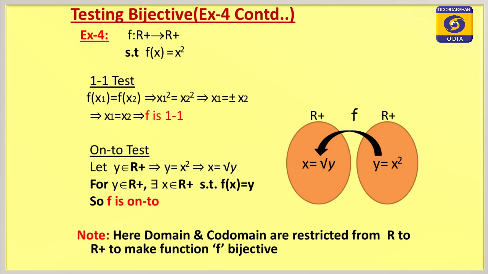Now, this is the last example which we are continuing: f from R plus to R plus such that f(x) is equal to x square. R plus means the set of positive real numbers, we have already discussed. So, this function is 1-1 and also onto. In the last slide we have already discussed, but for 1-1 we have to prove it here. An example is not sufficient, an example is just the verification. So, for 1-1 what will we take? We will take f(x1) is equal to f(x2).